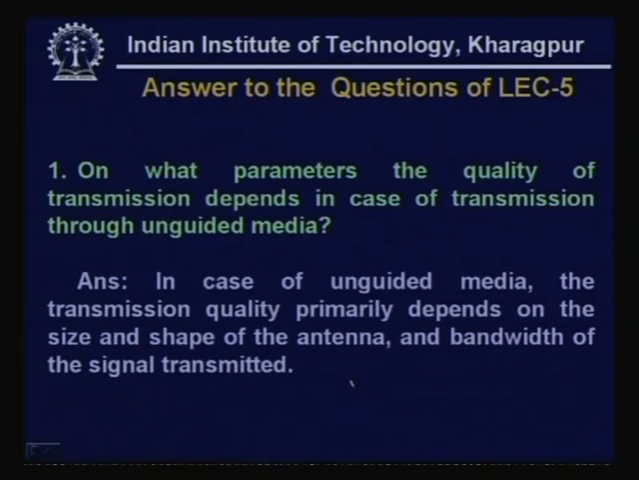Here are the answers to the questions of lecture 5. On what parameters does the quality of transmission depend in case of transmission through unguided media? The answer is, in case of unguided media, the transmission quality primarily depends on the size and shape of the antenna and the bandwidth of the signal transmitted. We have already discussed unguided media in detail, where we have seen that the size and shape of the antenna and the bandwidth of the signal we are sending play an important role.